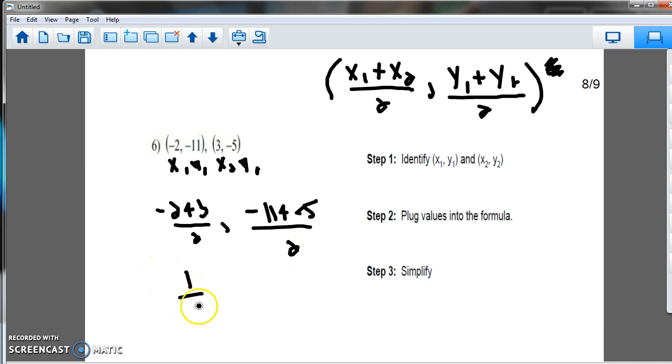So I get 1 over 2, and I get negative 16 over 2. So your final answer would be 1/2 and negative 8.